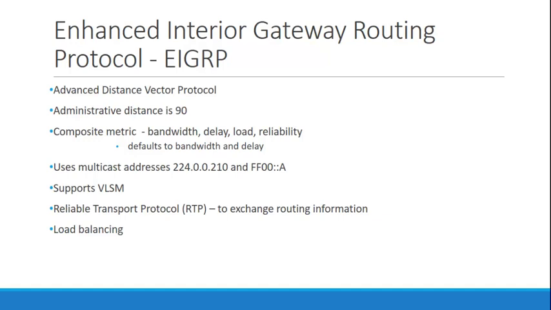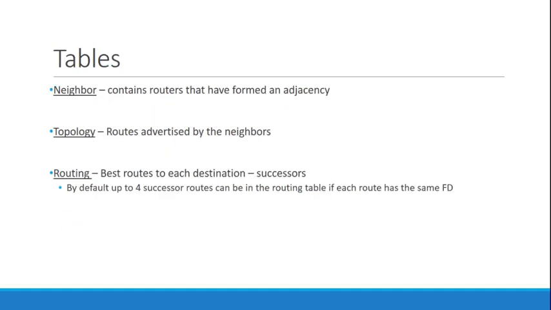EIGRP also does load balancing, and we can also configure it to do unequal cost load balancing, and we'll do that later. EIGRP maintains 3 tables: the neighbor table, which contains all the routers that it's formed an adjacency with. So basically all its neighbors, right? If it's formed an adjacency with the router, it's its neighbor, and so they will all be in the neighbor table. The topology table consists of all the routes advertised by its neighbors.